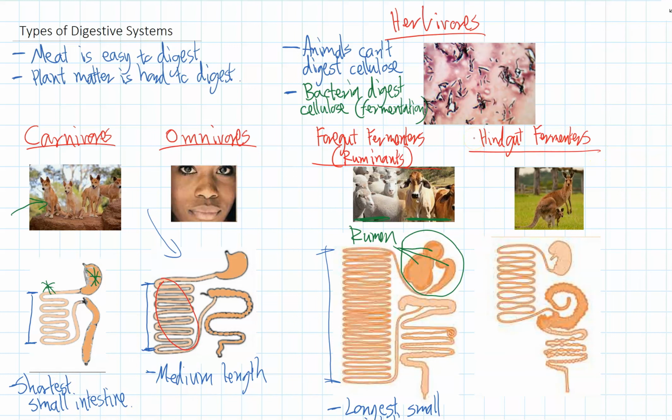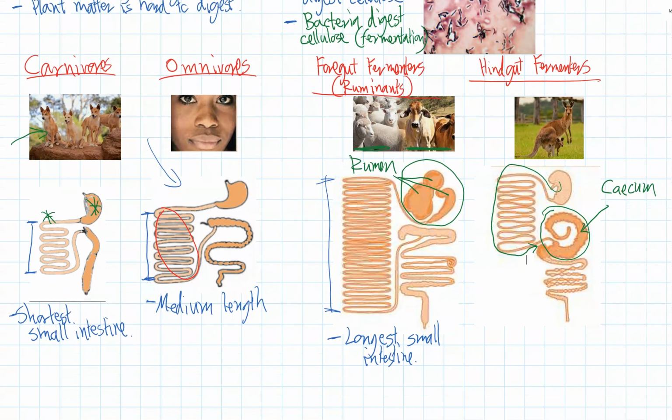So hind just means at the back. So these animals, they have the fermentation bacteria living near the back of their gut. And they have this special organ here where the bacteria live. And this organ here is called the cecum. So they still have a stomach, they still have a small intestine, but then the food reaches the cecum, and then it starts to be digested by all the bacteria living in the cecum.